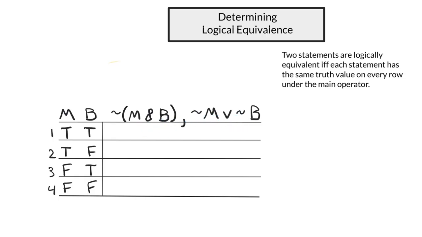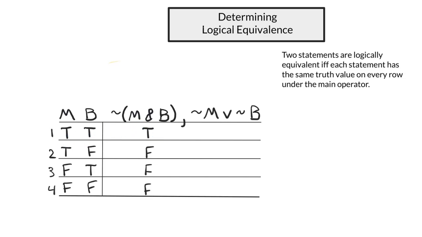Now we'll apply those truth values to each of these statements and see if in fact they're logically equivalent. So let's start with the negated conjunction. I like to work inside the parentheses and then go out. So let's just add the truth values for our conjunction, which we should know pretty much by heart right now. When M and B are true, that conjunction is true. All other times, the conjunction is false. The conjunction is true only when both conjuncts are true.